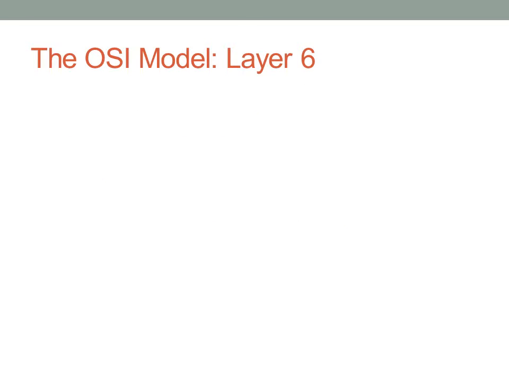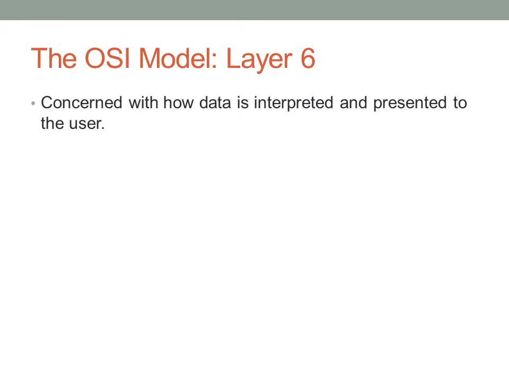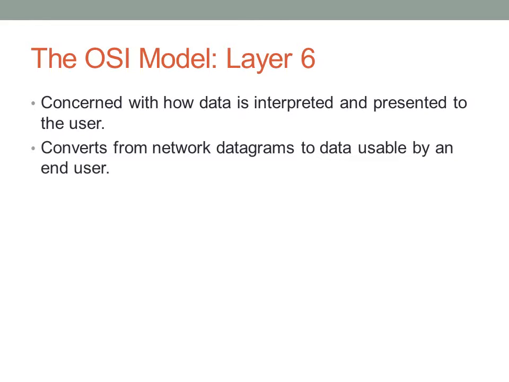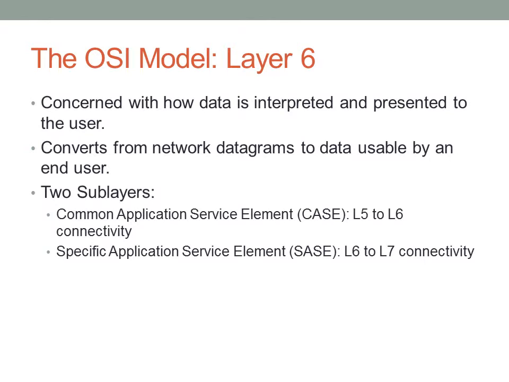Layer 6 of the OSI model is concerned with taking data that is raw binary input and actually making it make sense to the end user. So this is concerned with data interpretation to the user. At Layer 6, we're going from network datagrams, that is, individual pieces that have flown over a wire, to something that's usable by the operating system and eventually the user. So there are two sublayers to this, actually.